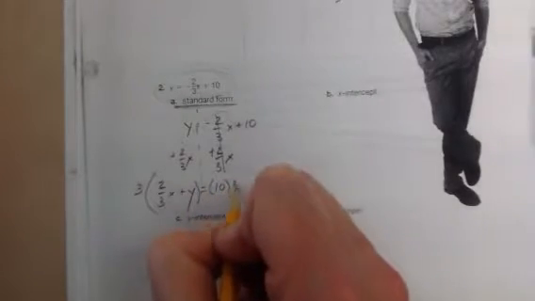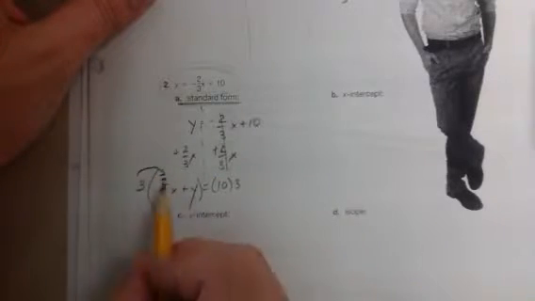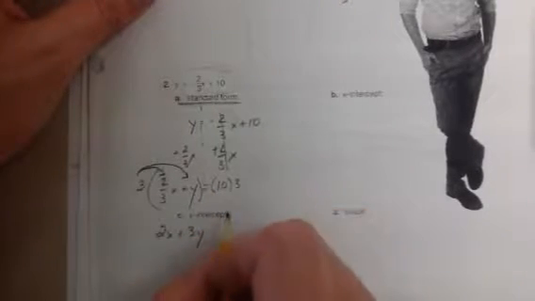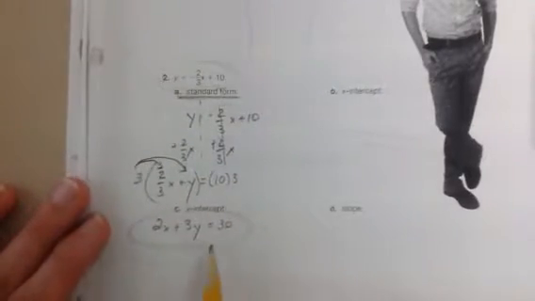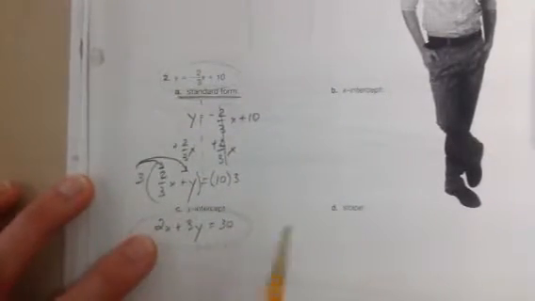3 will make this cancel, and what I do to one side, I have to do to the other. So distributive property, 3 times 2/3, the 3's cancel, that leaves 3 times 2/3 is 2, so I have 2x plus 3 times y is 3y. And then on this side I have 30. So now I have this in standard form. If somebody wants to look at the equation in standard form, this is the good way to go.